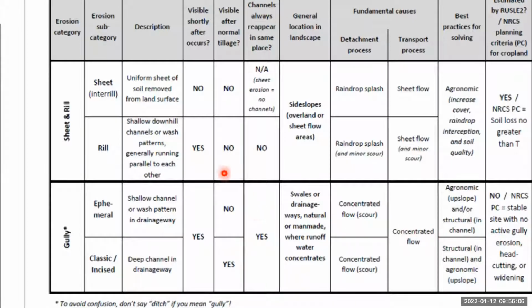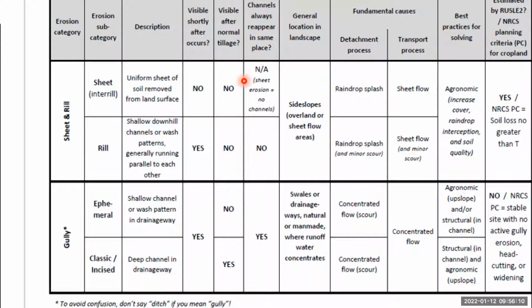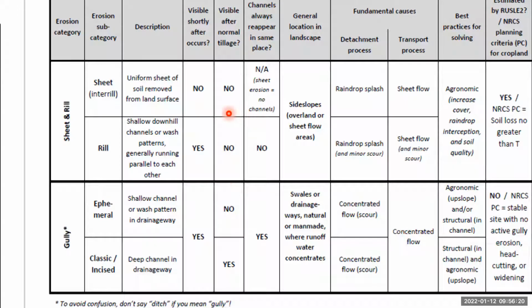So that's the last thing here on the chart, and then I'll show you some pictures. Sheet erosion is essentially invisible, right? It's just the removal of a sheet of soil. I'll show you some pictures of it. Rills are visible after they occur, but if you just run a disc or some other tillage tool, you're not going to see rills, and they don't come back in the same place. Meanwhile, gullies are certainly visible after they occur.